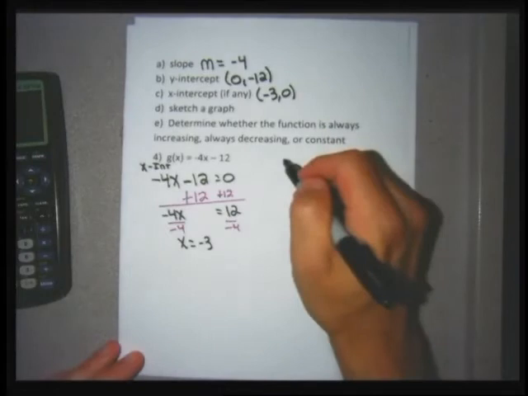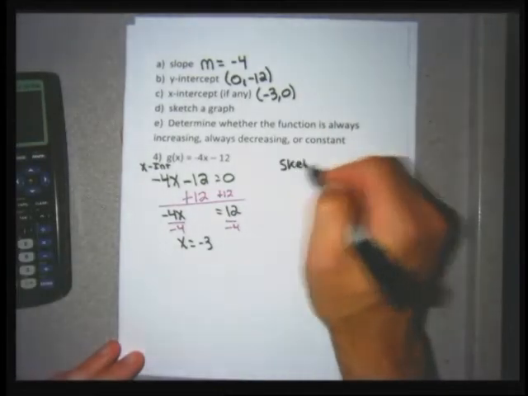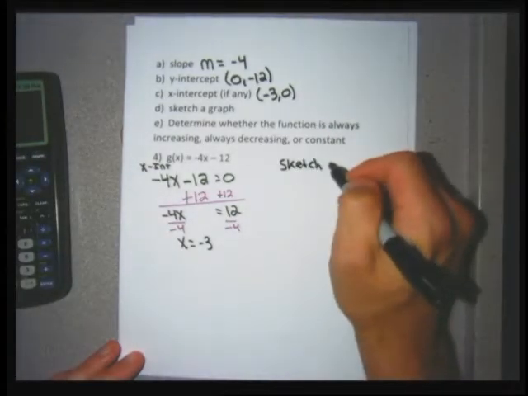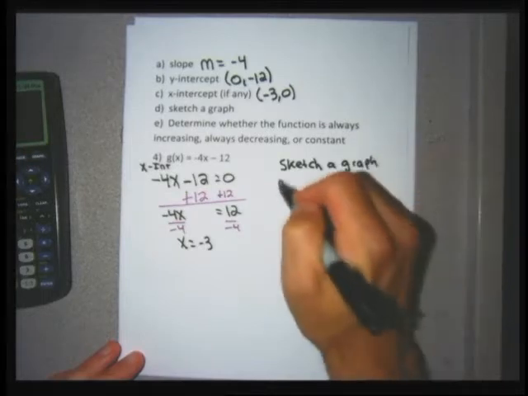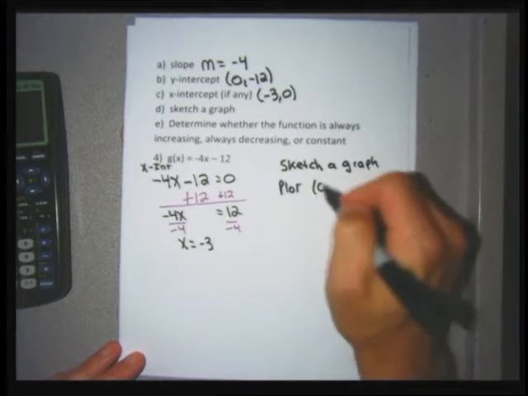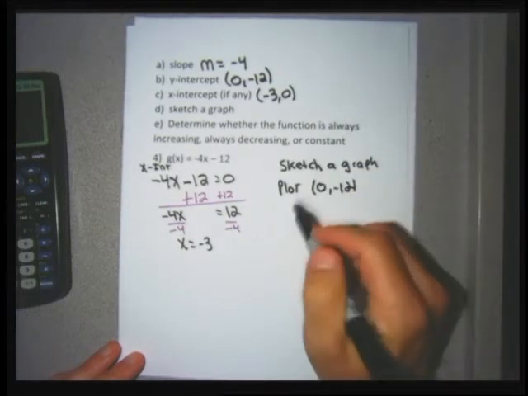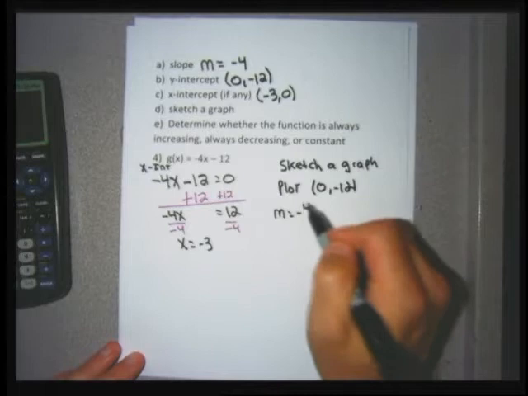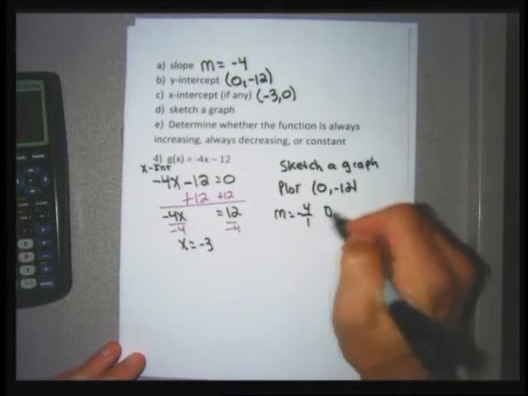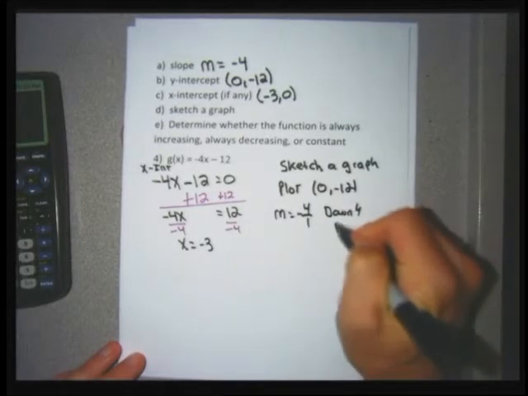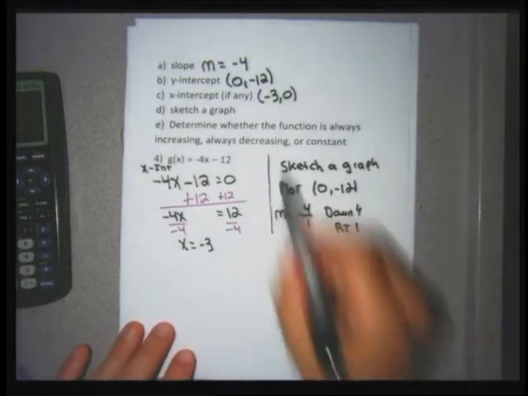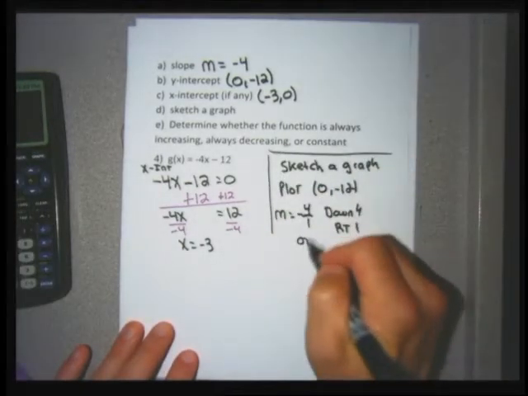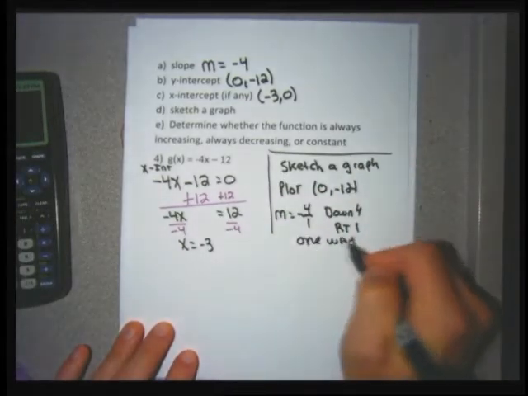For sketching a graph, I could plot either point and use the slope if I want to. So I could do this. Plot the point 0, negative 12. And then, because the slope is negative 4 over 1, I can go down 4 and right 1 as many times as I care to, to generate more points, and I can connect those points. So this is one method. One way to get a reasonable graph.